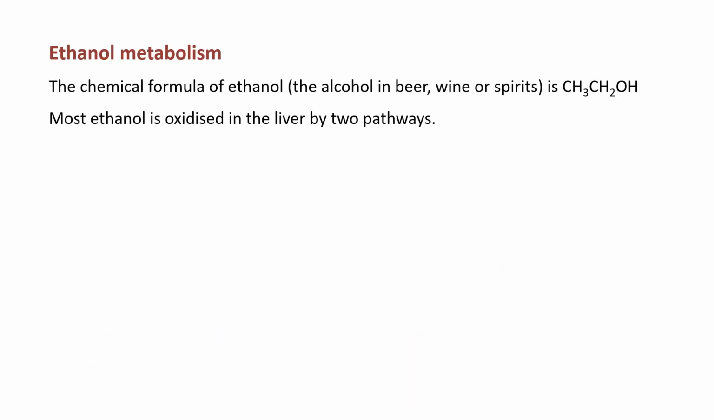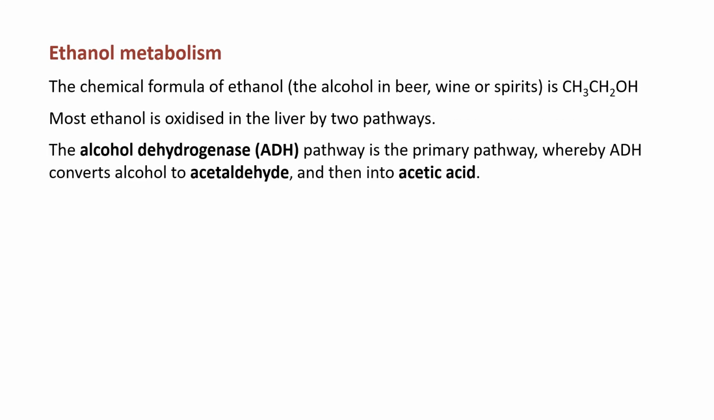So let's talk about how we deal with alcohol. The chemical formula of alcohol, ethanol, is CH3CH2OH, just in case you're interested. Doesn't make it quite so interesting to drink, does it? Most ethanol is oxidized in the liver by two possible pathways, although the primary pathway is the alcohol dehydrogenase ADH pathway. In this pathway, alcohol is converted to acetaldehyde and then into acetic acid.